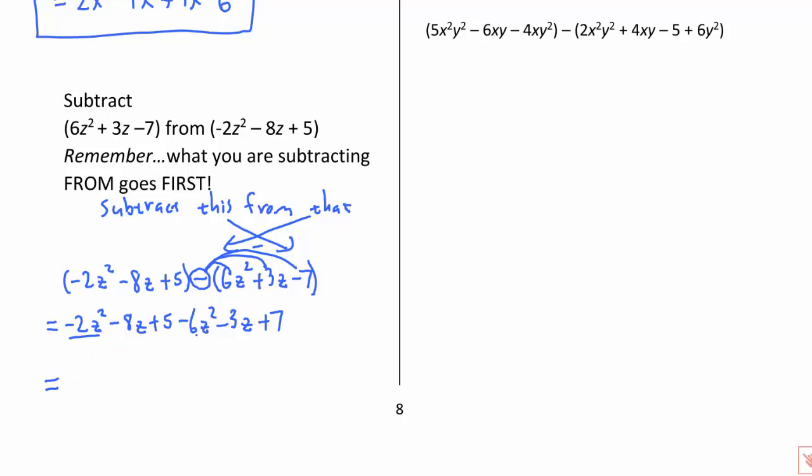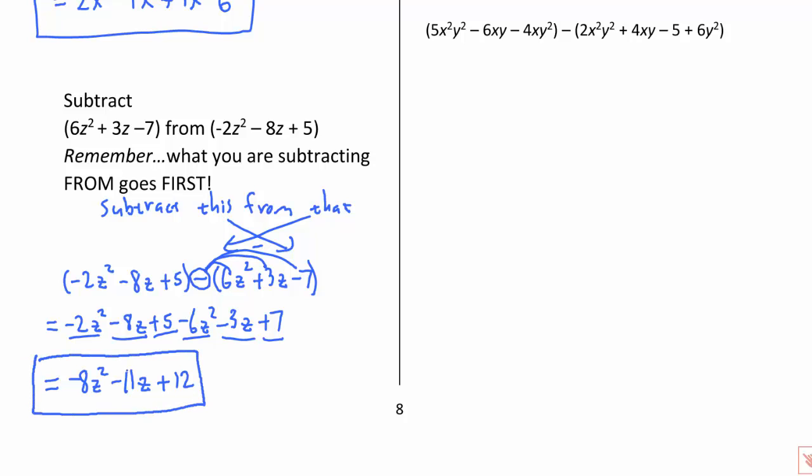And then I just combine like terms. Negative 2z squared, negative 6z squared, that's going to give me negative 8z squared. Then we have negative 8z minus 3z. Negative 8 minus 3 is negative 11z. And then 5 plus 7, 5 plus 7 is 12. There we go. So it gives us negative 8z squared minus 11z plus 12.